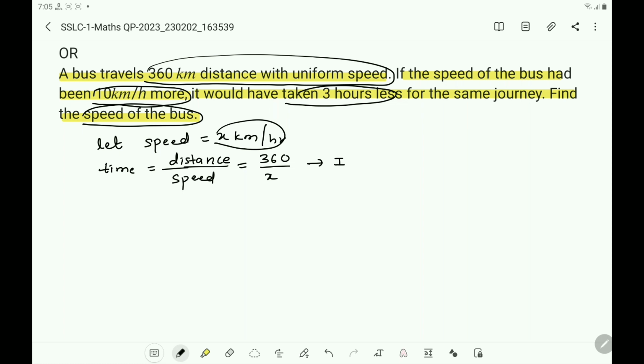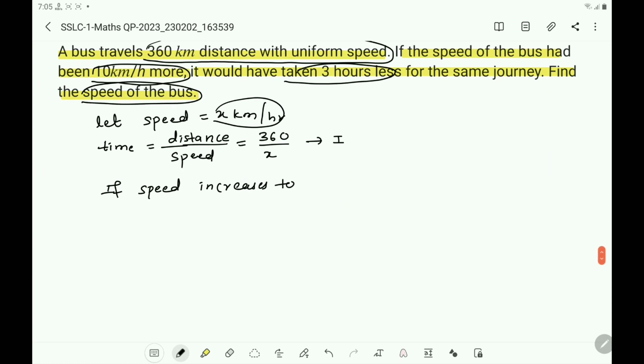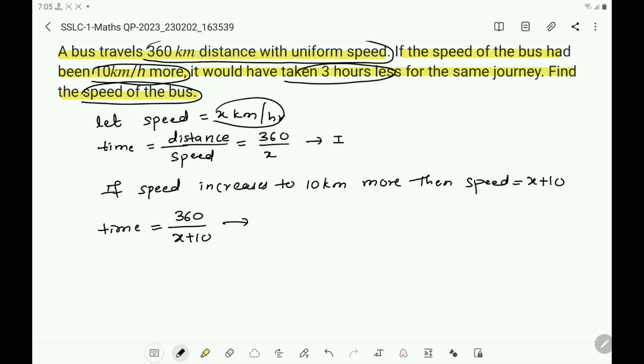And if the speed increases by 10 kilometer more, then the speed equals what? X plus 10. Then time equals the same formula, that is distance 360 by speed x plus 10. This is the second time.